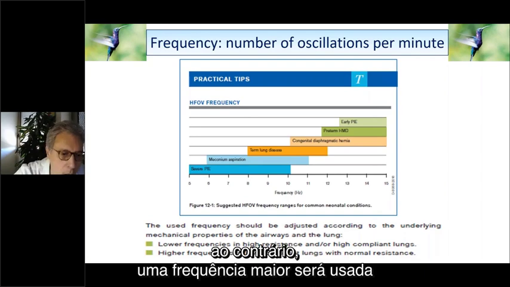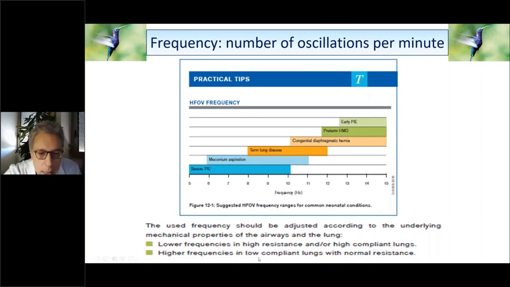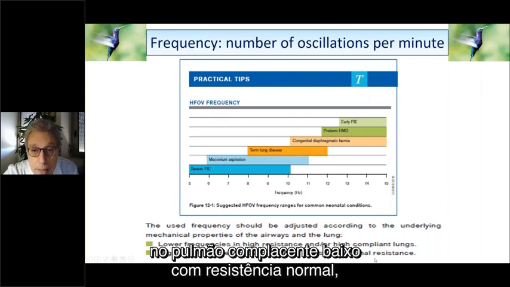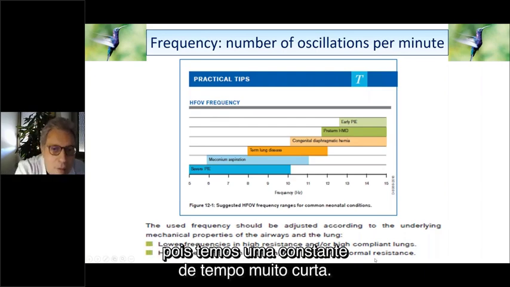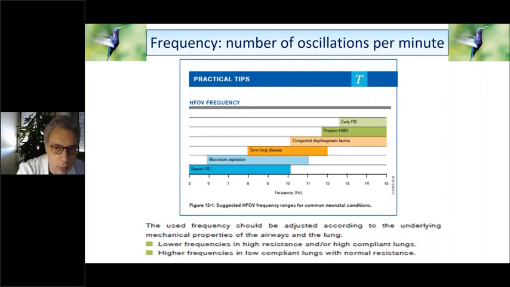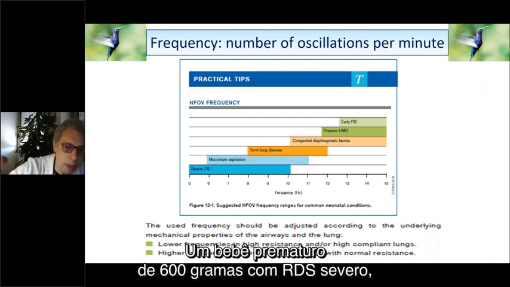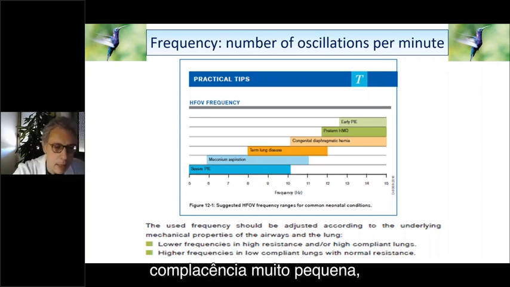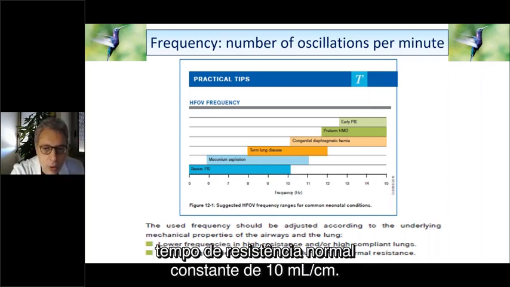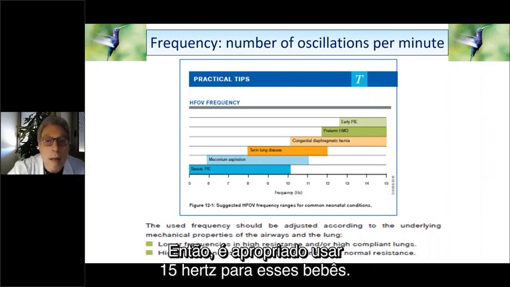On the opposite, higher frequency will be used in low compliant lung with normal resistance because we have a very short time constant. Do you remember the example we had just a few minutes ago? A 600 grams preterm baby with severe RDS, very, very small compliance, normal resistance, time constant 10 milliseconds, then it is appropriate to use 15 Hz for these babies, okay?